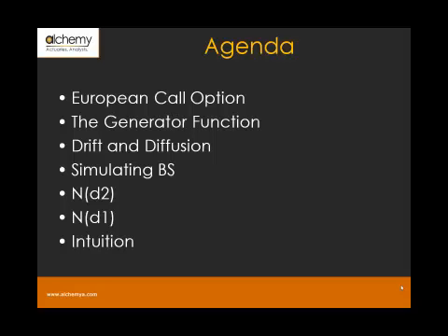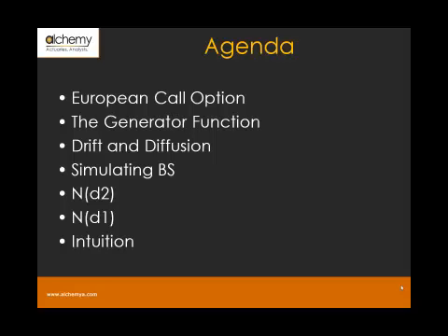We'll also look at two terms that get used quite a lot in computational finance, and these terms are drift and diffusion, specifically with reference to the function that we spoke about earlier. Once we are armed with these two pieces of knowledge, what does the generator function look like and how do drift and diffusion relate to each other, we will be able to simulate the Black Scholes equation.